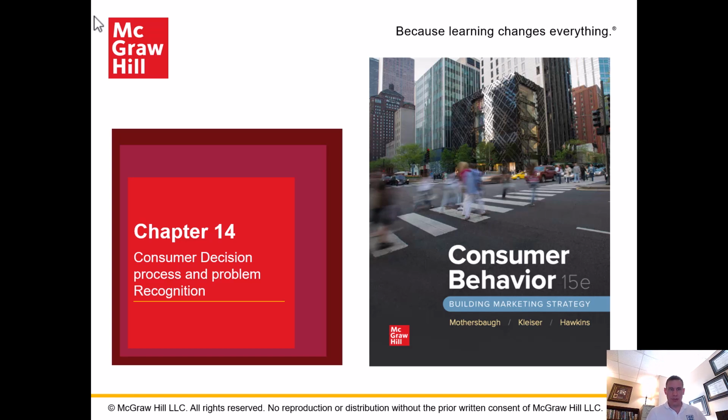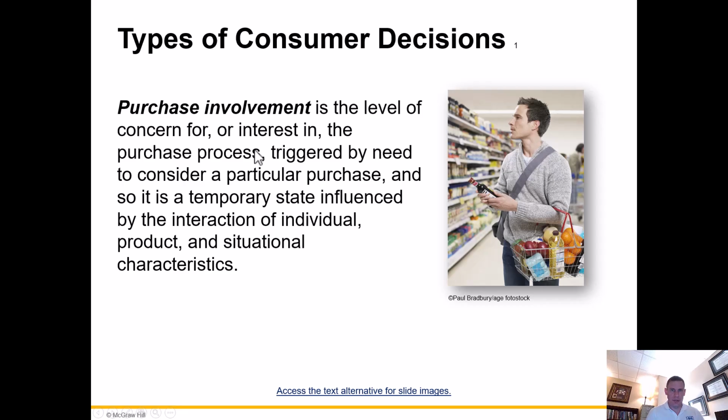This is going to be a video on consumer decision process and problem recognition in the wider sort of category of consumer behavior. So let's start by talking about the types of consumer decisions. So purchase involvement is the level of concern for or interest in the purchase process triggered by need to consider a particular purchase, and so it's a temporary state that's influenced by the interaction of individual product and situational characteristics.